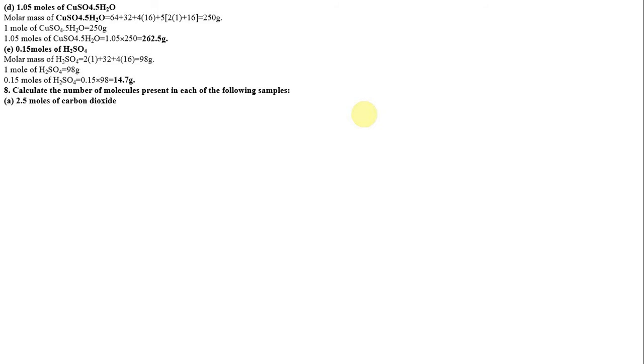Question 8 part A. 2.5 moles of carbon dioxide. 1 mole of carbon dioxide 6.02 into 10 raised to the power 23 molecules. 2.5 moles of carbon dioxide is equal to 2.5 multiplied by 6.02 into 10 raised to the power 23. That is 1.5 into 10 raised to the power 24 molecules.